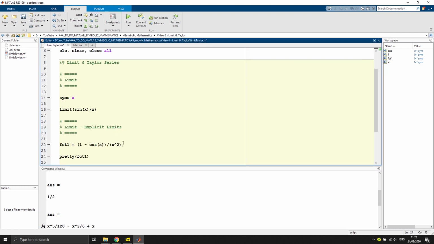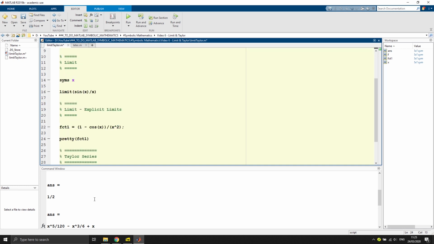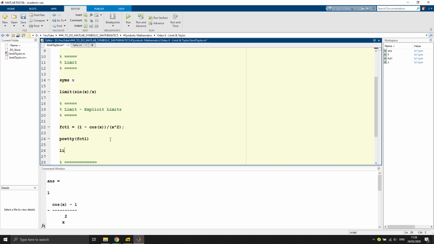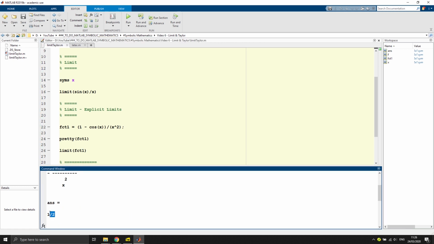We can also give explicit limits, so we define a function 1, which is 1 minus cosine x divided by x squared. Then we can prettify this equation, which gives us this. This looks like this. And what I forgot to implement, of course, is the limit. So we say just limit of function 1. And what this gives us is 1 half. So you can also check that if you want. The limit of this expression is 1 half.